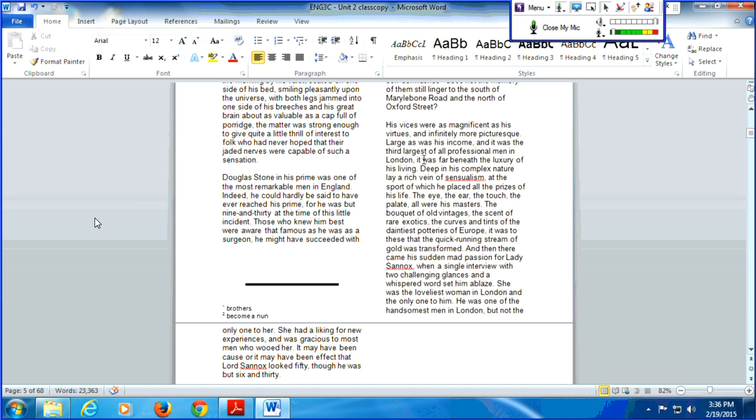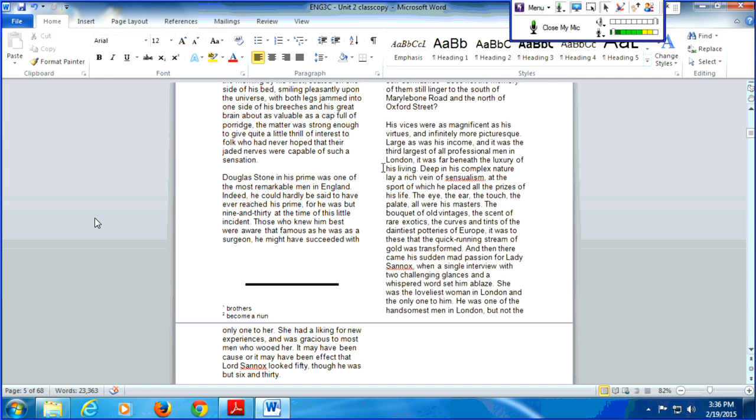Deep in his complex nature lay a rich vein of sensualism, at the sport of which he placed all the prizes of his life. The eye, the ear, the touch, the palate, all were his masters. The bouquet of old vintages, the scent of rare exotics, the curving tints of the daintiest potters of Europe, with these that the quick-running stream of gold was transformed.